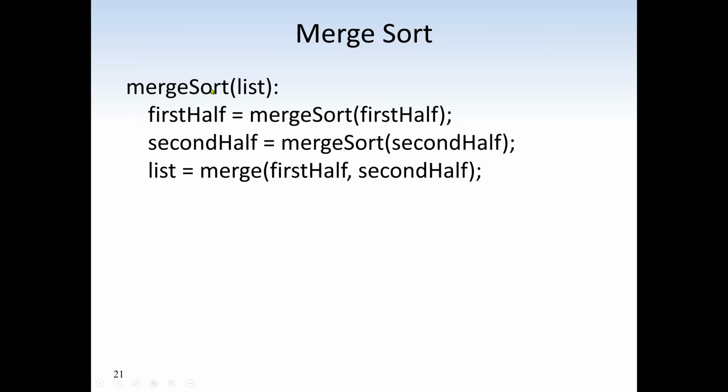So we have the merge sort list. First of all, recursively, we call merge sort for the first half. We assign the first half. Then merge sort for the second half. We get the second half. Then the goal is combining them. So we merge the first half and second half together.